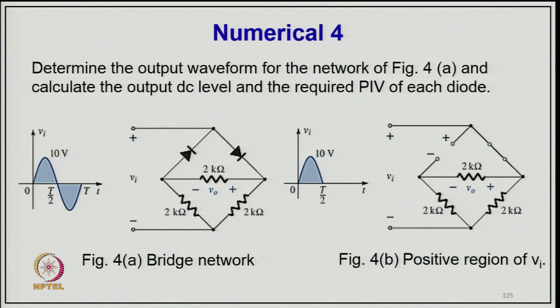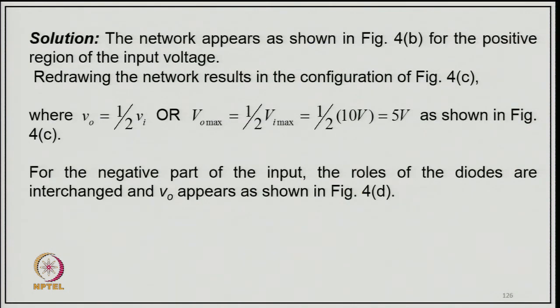Now, coming to numerical 4, determine the output waveform for the network here and calculate the output DC voltage. So, when you apply this, you will find the voltage across the output of this nature, as you can see in the positive half cycle one diode conducts and in the negative half cycle the other diode will conduct. And so, we can say solution.